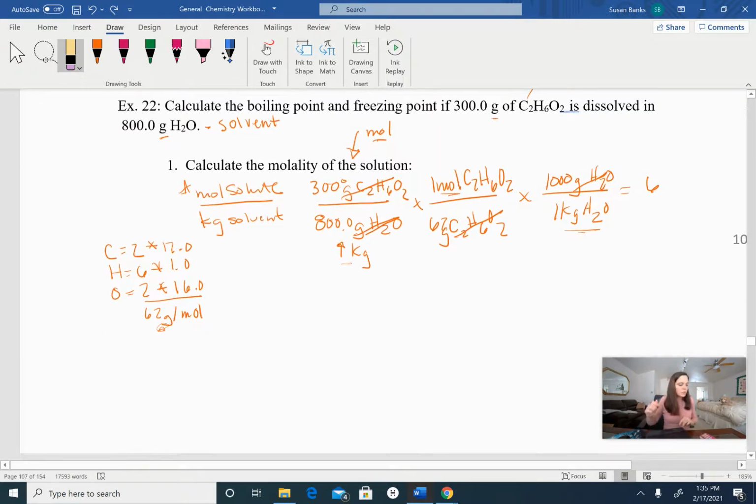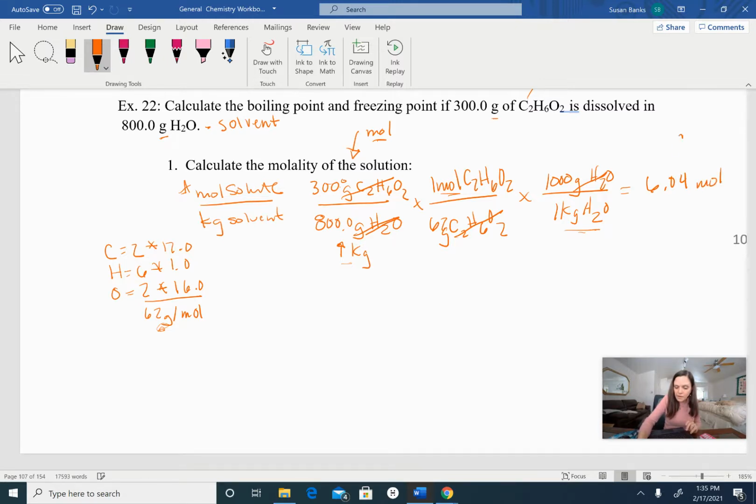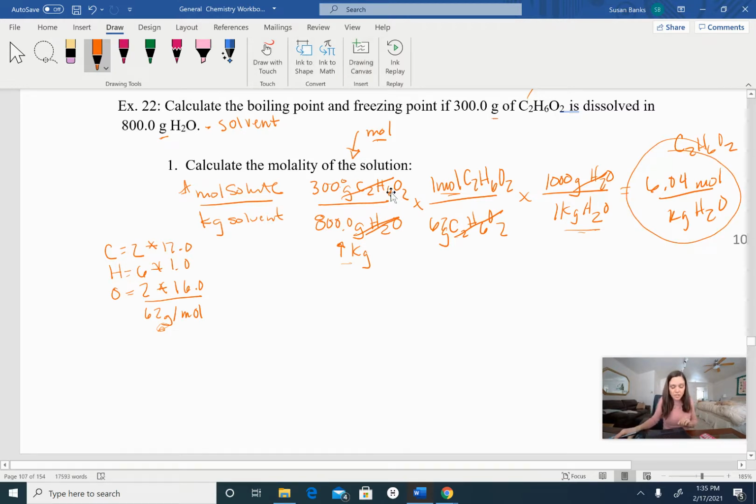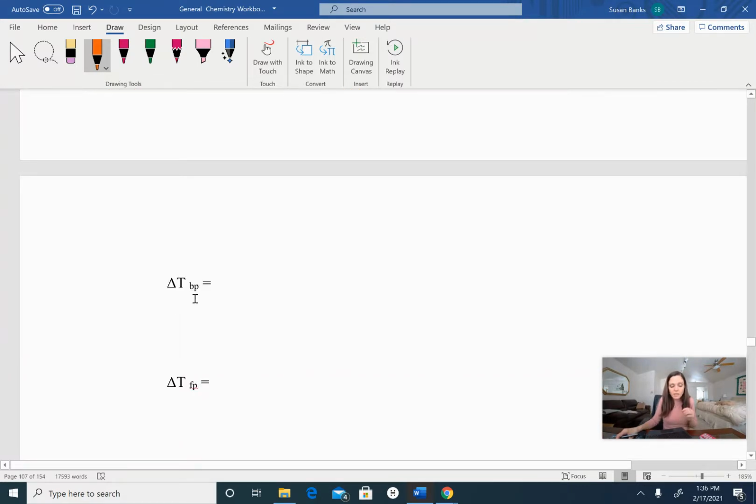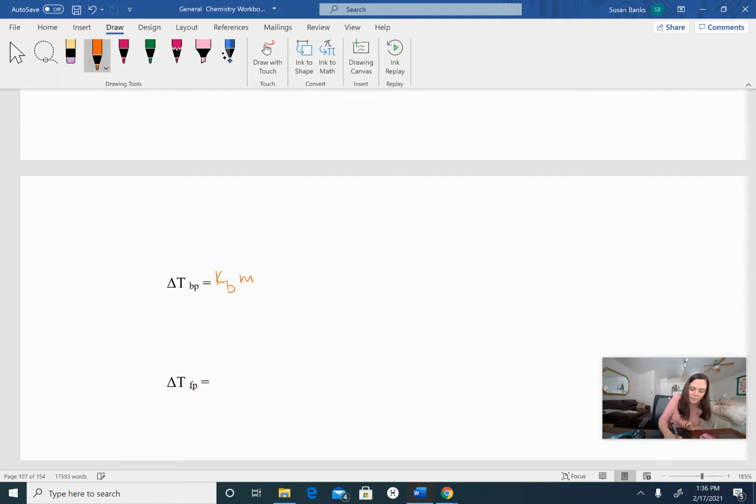Okay, so we have 6.04 moles of ethanol per kilogram of water, or molal solution. Okay, so we're going to use this molality that we just calculated to figure out the temperature change by using our formula. Now, our formula, if you remember, is our boiling point constant times our molality.